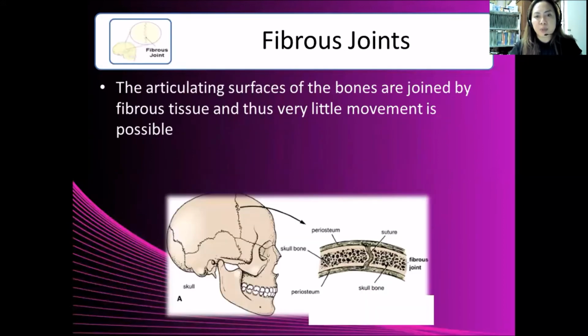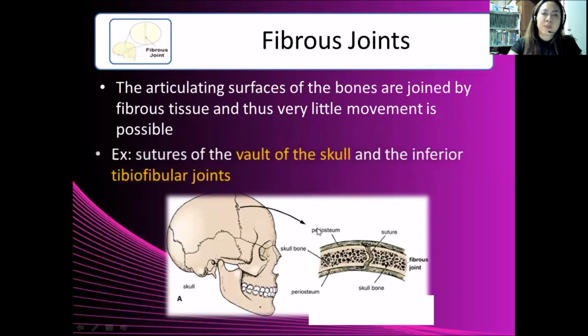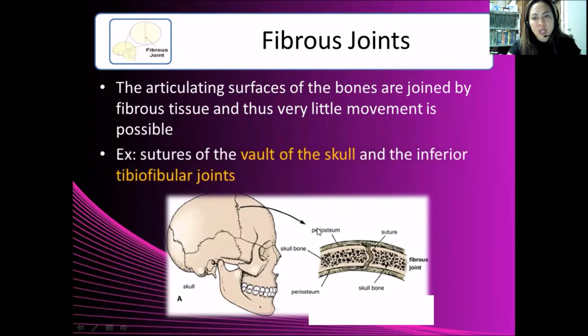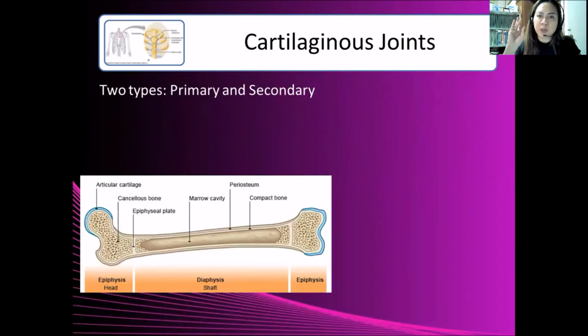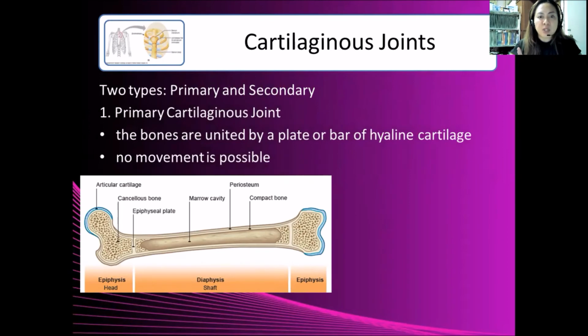Pag sabihin natin fibrous, the articulating surfaces of the bones are joined by fibrous tissue and thus very little movement is possible. Saan ba natin makikita yung very little movement or no movement, di ba? So, example is the suture of the vault of the skull and the inferior tibiofibular joint. Next is the cartilaginous. Ano ba yung cartilaginous? There are two types, yung primary and secondary cartilaginous joint. If we say primary cartilaginous joint, the bones are united by a plate or bar of hyaline cartilage. Okay? Remember, meron siyang hyaline cartilage.